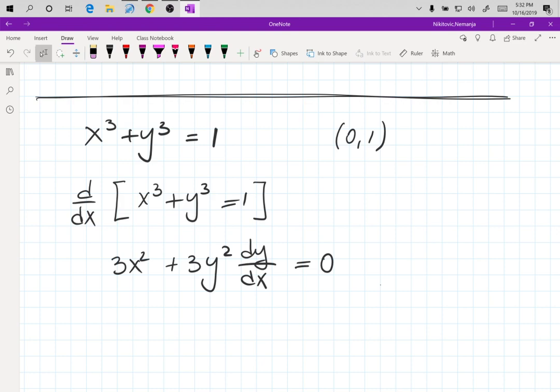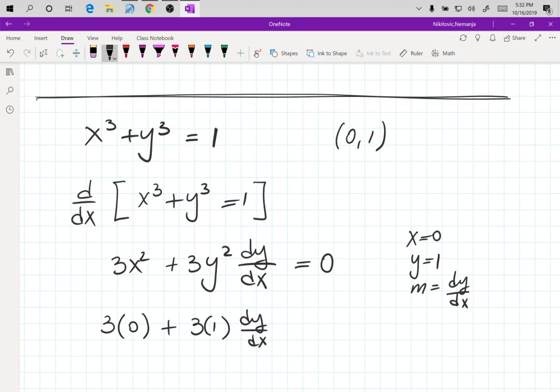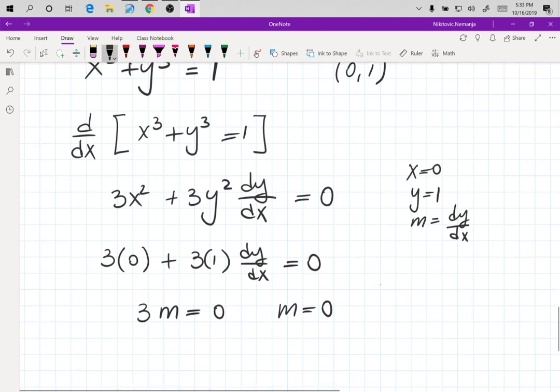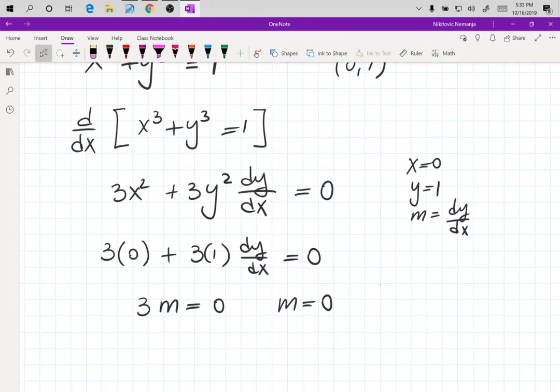Plug in the values. So x is equal to 0, y is equal to 1, m is equal to dy dx, right? So you plug all of these things in. You get 3 times 0 plus 3 times 1 dy dx equal to 0. And what you get is 3m is equal to 0, m equals 0. Oh, m equals 0. What kind of line is that, where m is equal to 0?